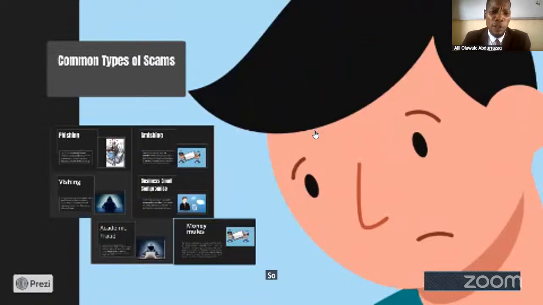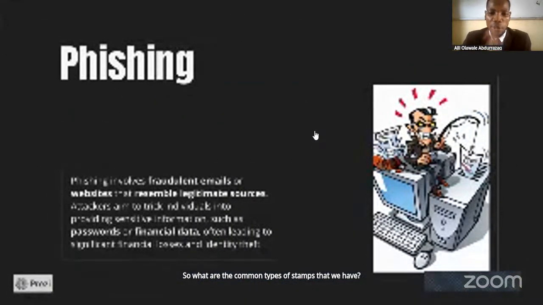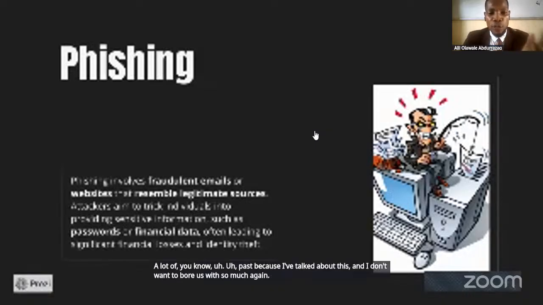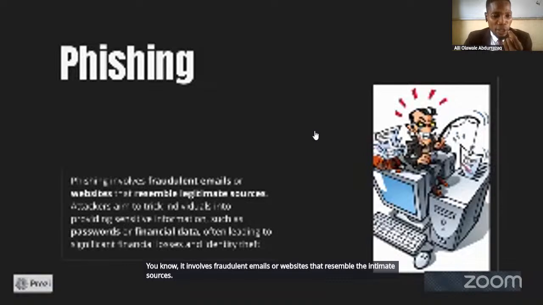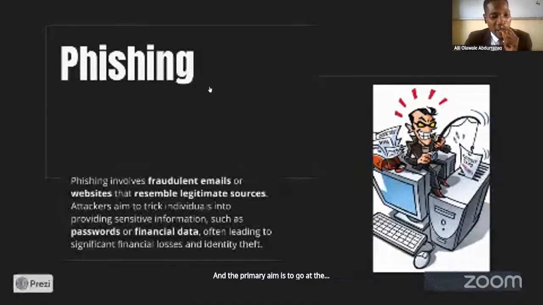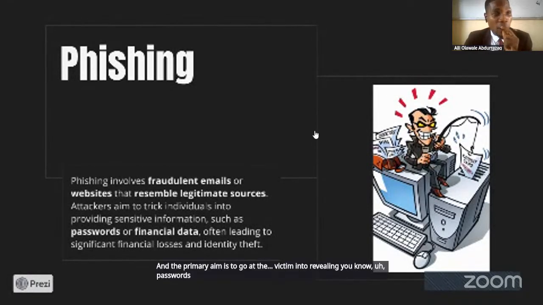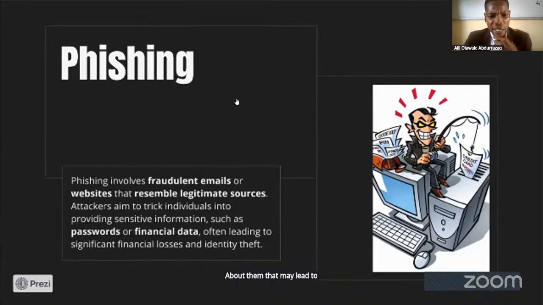So what are the common types of scams that we have? A lot of our past speakers have talked about this, and I don't want to bore us with so much again. So phishing, just like my senior colleague rightly mentioned earlier, is one of the most common instances of cyber fraud. It involves fraudulent emails or websites that resemble legitimate sources. The primary aim is to guide the victim into revealing passwords, financial data or other confidential information that may lead to financial losses and identity theft.